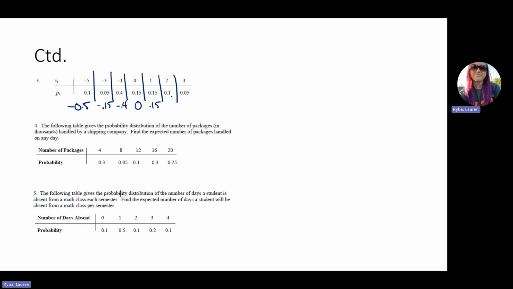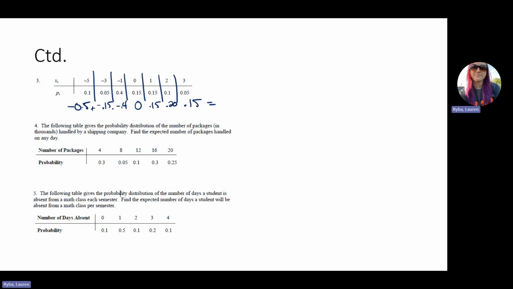2 happens 10% of the time. 2 times a tenth is 0.2. And 3 happens 5% of the time. So 3 times 0.05 is 0.15.